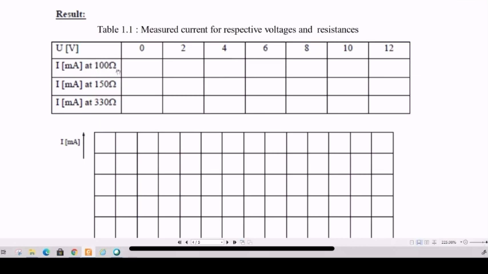Okay, because we don't know in the experiment whether the resistor given has the same amount of resistance as whatever is written on the resistor. For example, 100 ohm, is it truly 100 ohm that we are measuring later? So we need to know what is the actual value of the resistance.